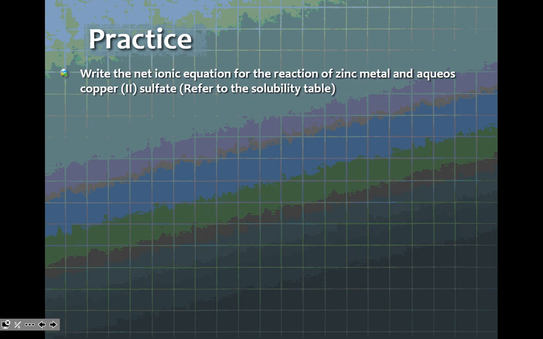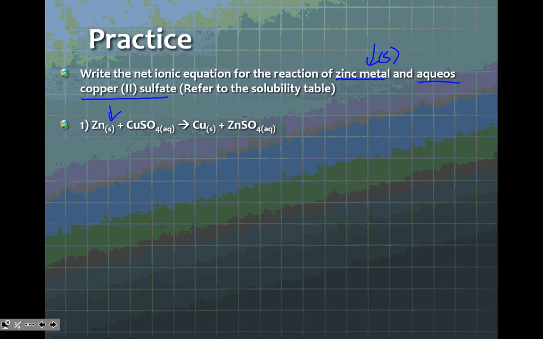Okay, let's do another practice. Write the net ionic equation for the reaction of zinc metal. Okay, so obviously it's a metal, so it's solid. And aqueous copper 2 sulfate. Okay, and we're going to refer to our solubility table. So here's our zinc metal. Notice that there's a solid here. We have copper 2 sulfate, it's aqueous, right on. And then we have copper solid because it's a metal, and it's a single replacement reaction, right? So the metals change places. And then we have zinc sulfate that is aqueous.